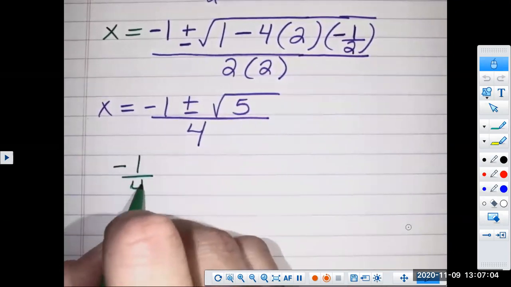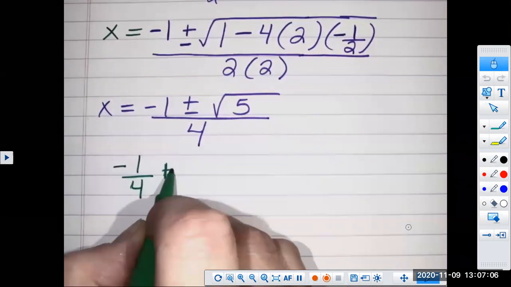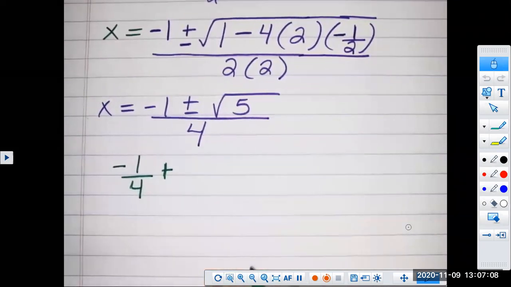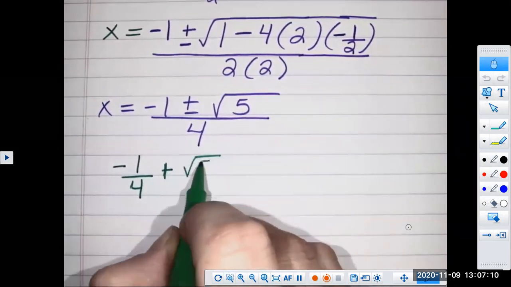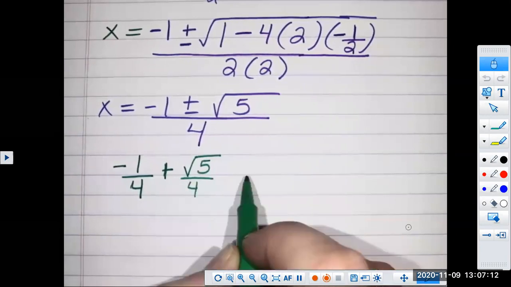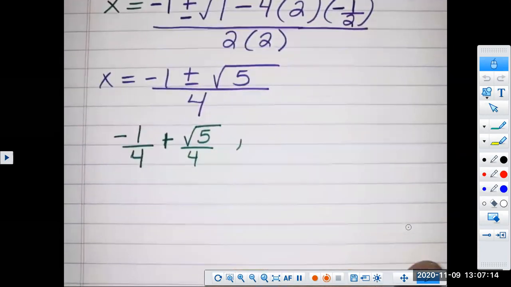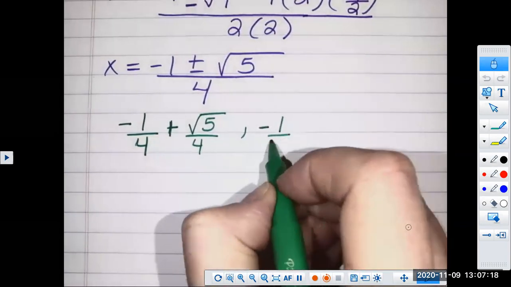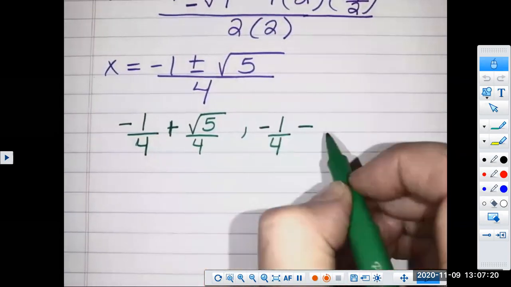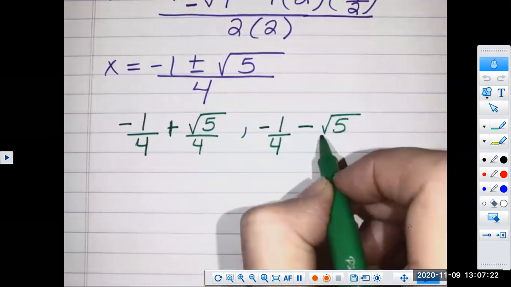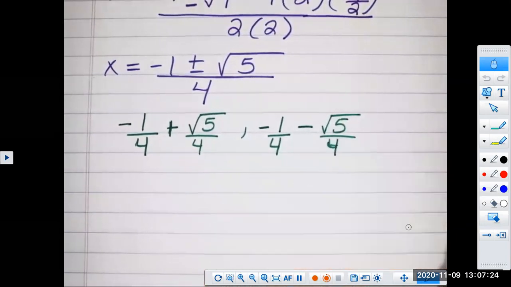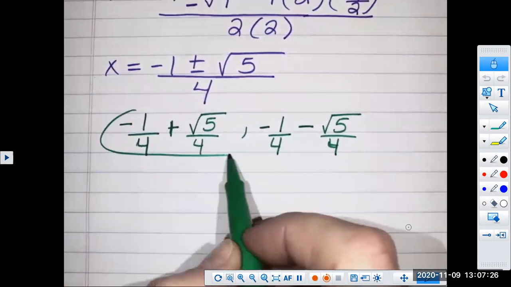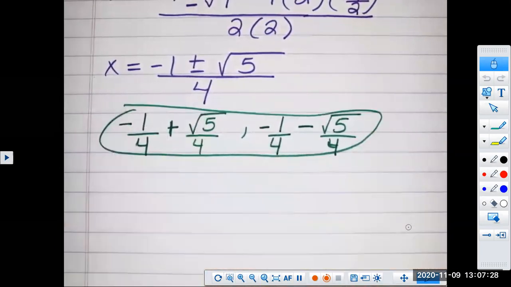Good. -1/4 plus √5/4. And then -1/4 minus √5/4. So that's your 2 answers in exact form.